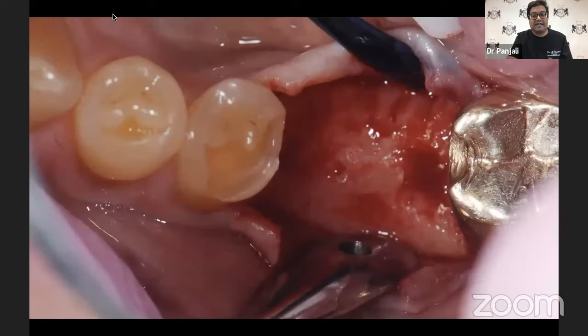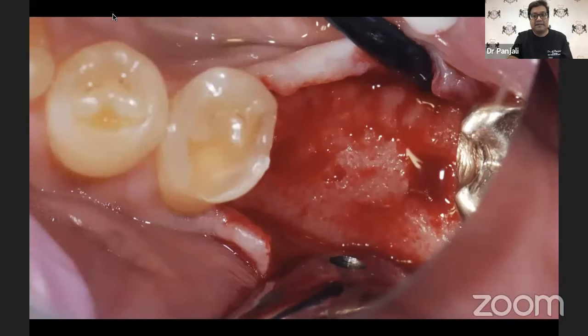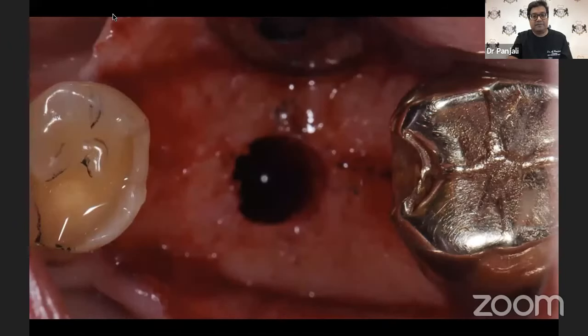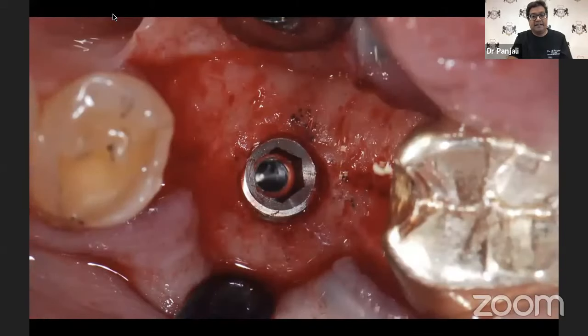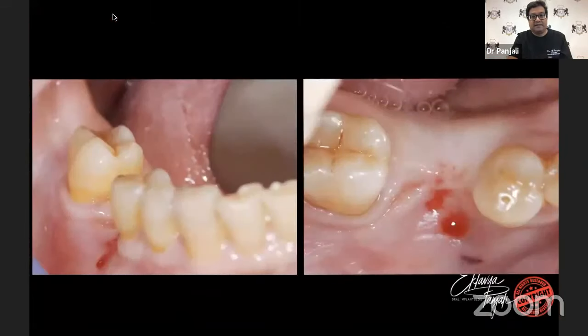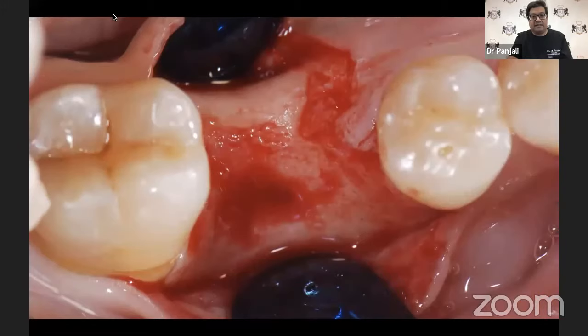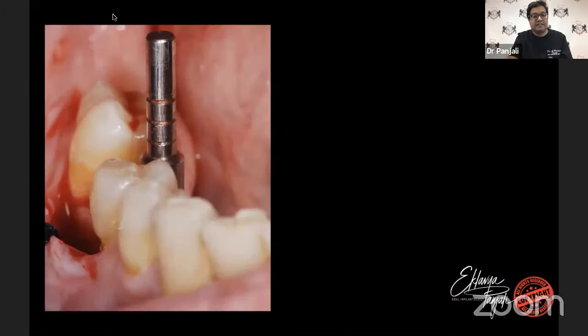Now let's look at this other case. A full thickness flap, nicely reflected. This is called the envelope flap. Look at the nice clean bone. Here is the osteotomy, and you can see the blood pooling in. Here is my implant. And look at this other case. And we have a similar situation like we had in the other case.